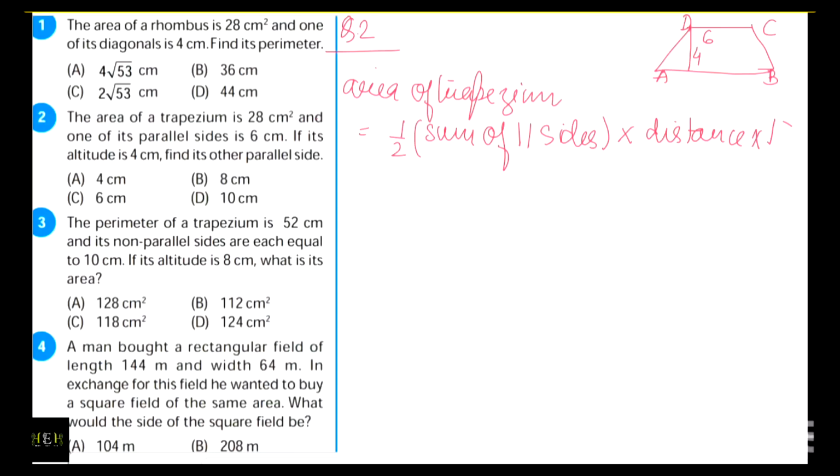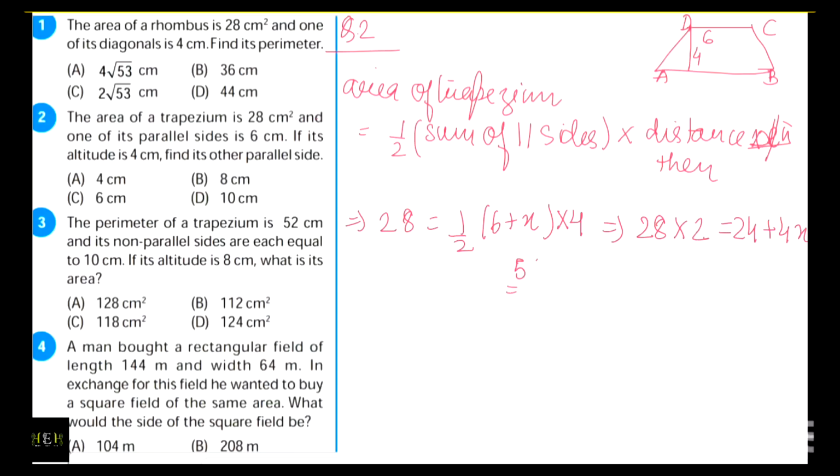Distance between them. Okay, so area will be distance like this way. So I will put all the formulas. What I will get? 28 is equal to 1 upon 2, 6 plus x into 4 into 4. So this implies that 28 into 2 is equal to 24 plus 4x. From here I will get the value. That is, I will write 56 minus 24 is equal to 4x. This implies that x is equal to 8 centimeter.